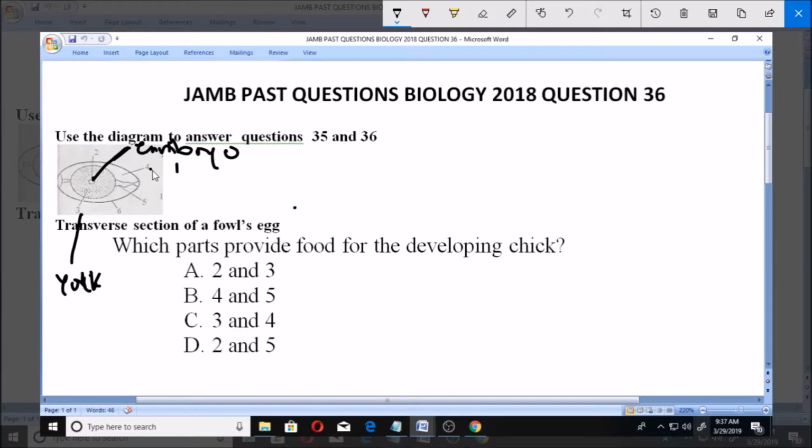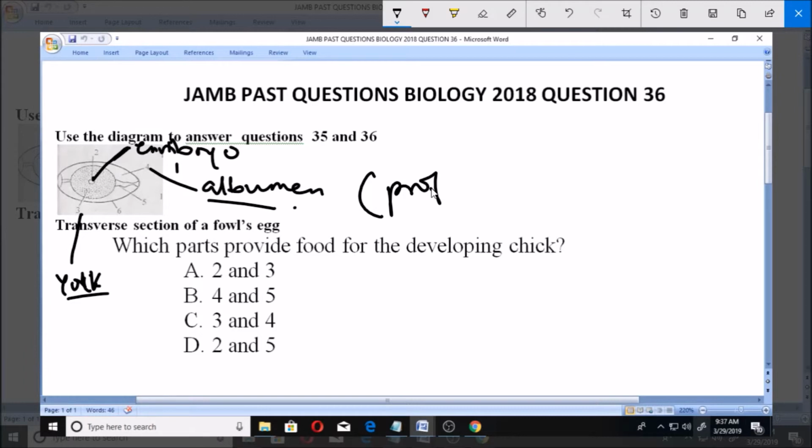Then this 4 is the albumen, which is the egg white. You understand? So this albumen, which is 4, and this 3, which is yolk, the two of them combine to provide the food, mainly proteins and salts.